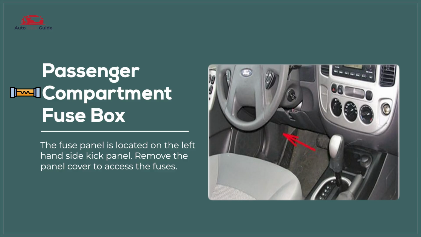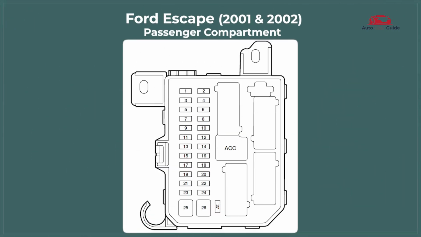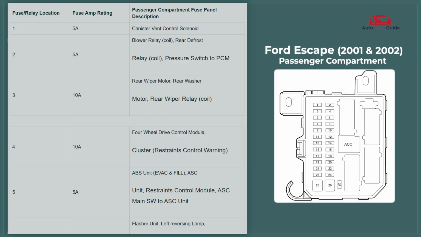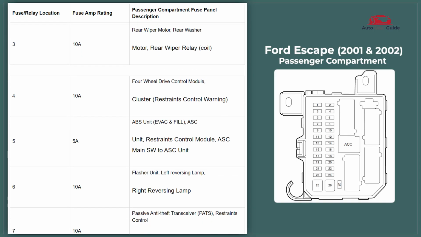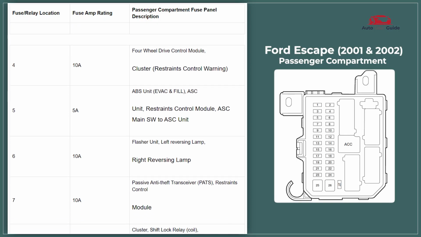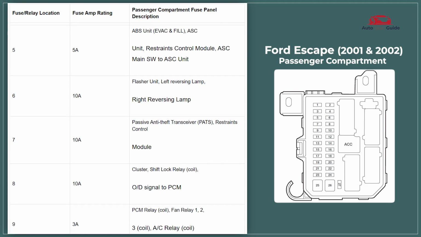Passenger compartment fuse box. The passenger compartment fuse box in the 2001 and 2002 Ford Escape protects various electrical circuits related to interior functions. It controls components such as the power windows, radio, interior lights, and instrument panel.